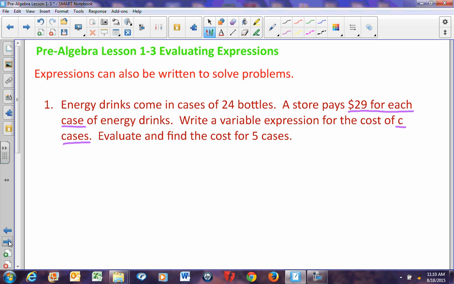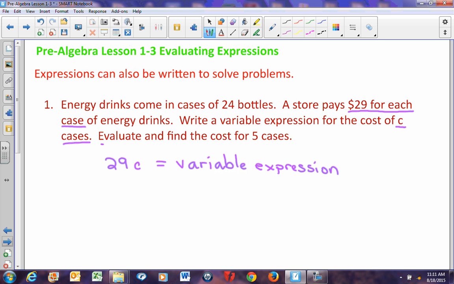that means 29 times C is going to be my variable expression. This is my variable expression. So that's the first thing this asks me to do, write my variable expression. There I have written my variable expression, 29 times C. Remember, a number next to a variable implies multiplication. You do not need any type of symbol to tell you that it's multiplication.